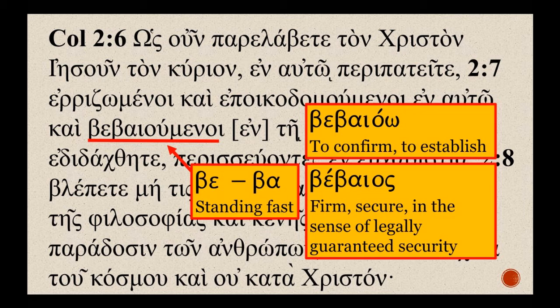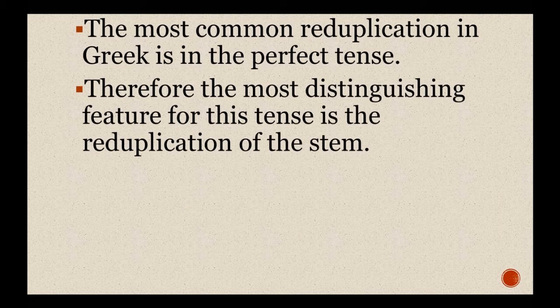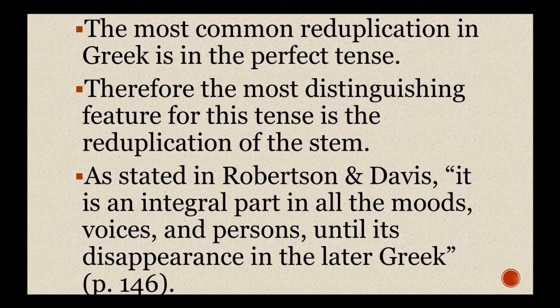So you'll see reduplication, okay? Just keep in mind, though, that just because you see reduplication doesn't mean this is going to be the perfect. So then what you need to do is look at the end of the word, and that will be the telltale. That will help you determine whether it's a present or a perfect. The most common reduplication in Greek is in the perfect tense. Therefore, the most distinguishing feature for this tense is the reduplication of the stem. Now see why I didn't deal with the end of words too? Just reduplication is enough by itself.